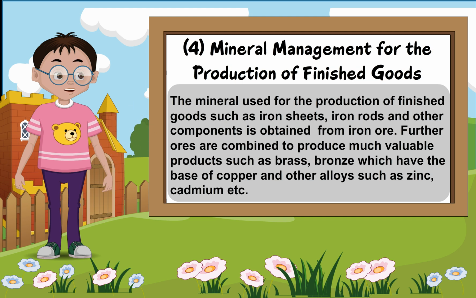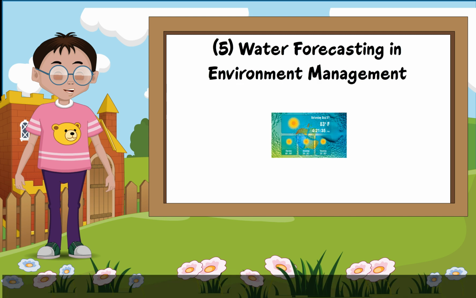4. Mineral management for the production of finished goods. The mineral used for the production of finished goods such as iron sheets, iron rods, and other components is obtained from iron ore. Further, ores are combined to produce much more valuable products such as brass and bronze, which have the base of copper, and other alloys such as zinc, cadmium, etc.